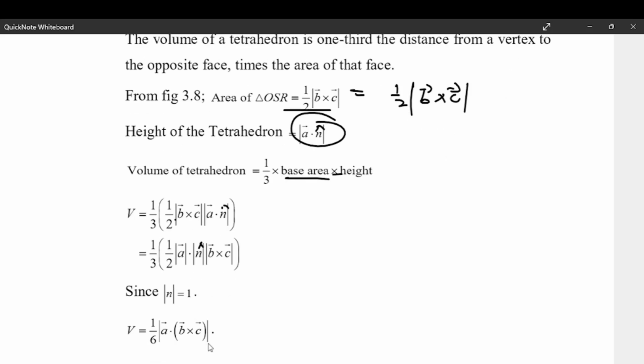Okay. So since the magnitude of this is 1, then it means that this will be omitted, because 1 times this one will give us this one. So we are going to have 1 times 1, which is 1, 3 times 2, which is 6. So we are going to have 1/6 of the magnitude of A dot B cross C.